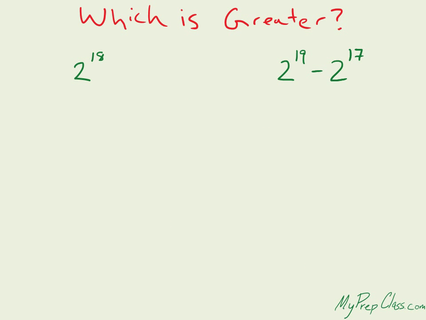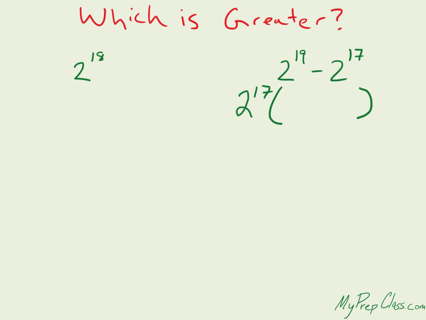Now let's put this together and look at a question that you might have. You might see something similar to this on an exam. Which is greater, 2 to the 18th or 2 to the 19th minus 2 to the 17th? So 2 to the 18th, I'm not quite sure what I want to do with that yet. So I'm going to try simplifying my expression on the right, 2 to the 19th minus 2 to the 17th. Similar to the last example we just did.